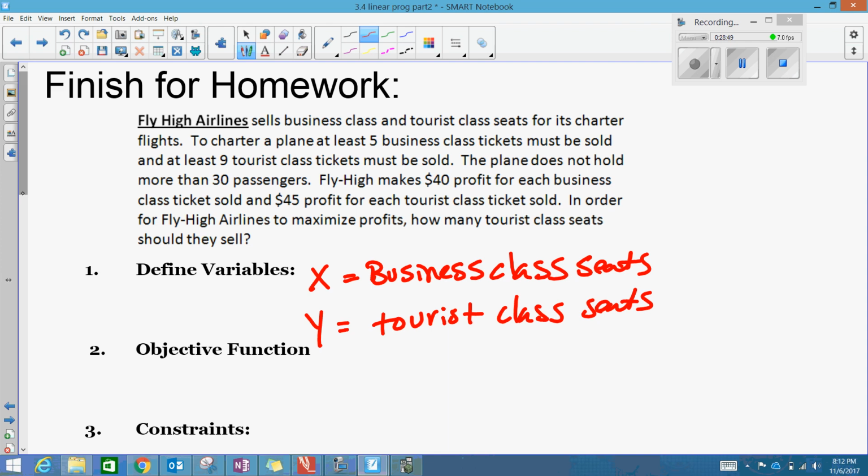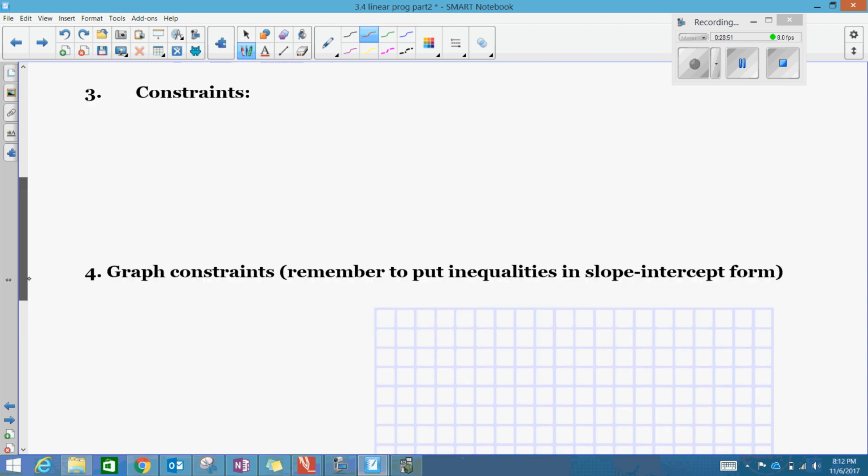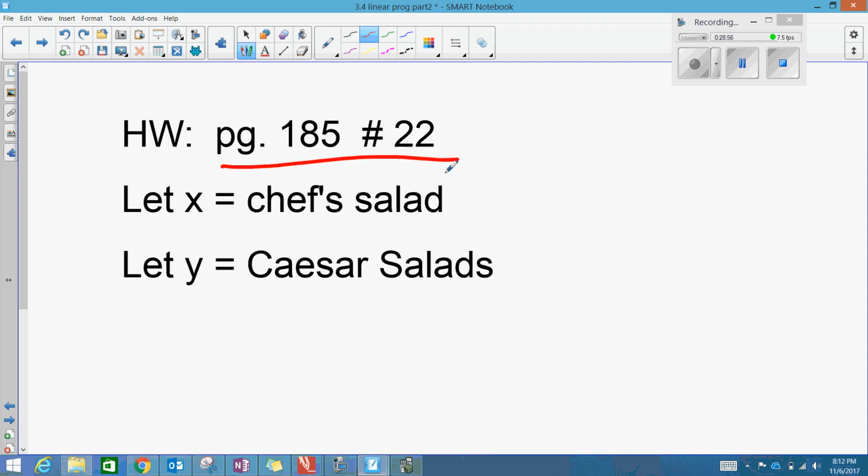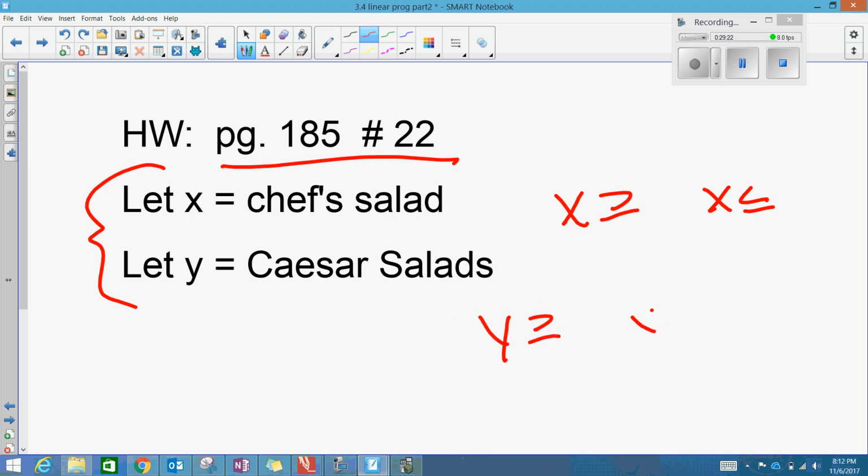So finish that problem. And then also there's one more out of the book I want you to try. Page 185, number 22, and it's about salads. So there again, to get you started, I want your X to be chef salads and Y to be Caesar salads. And this one, just to give you a hint, is going to have like 2 vertical lines and 2 horizontal. So you're going to have like X greater than or equal to something, X less than or equal to something, and Y greater than or equal to some number, and Y less than or equal to some number. Okay? So give these a shot.